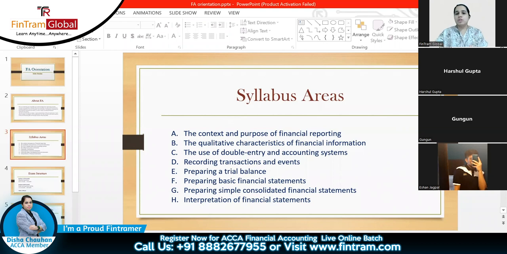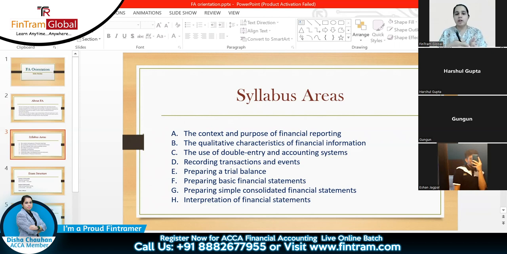So moving on to the next syllabus area, which is when you're preparing your basic financial statements. Here, of course, you get the knowledge of statement of financial position, also known as your balance sheet. Basically, how does a balance sheet look? What items come? What are assets, liabilities, equity? Then your statement of P&L and other comprehensive income. What are the notes to accounts?